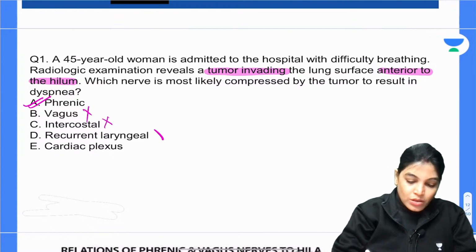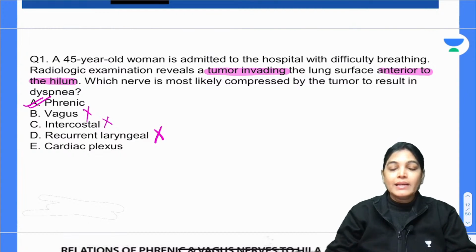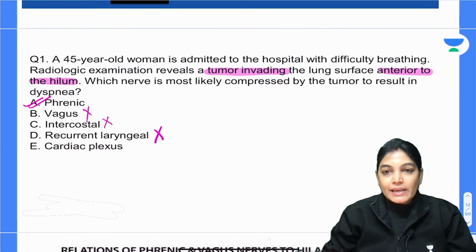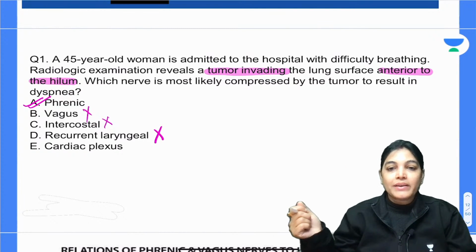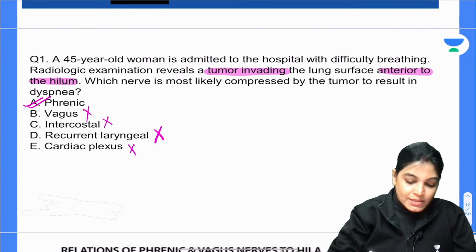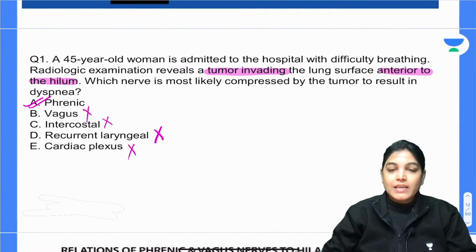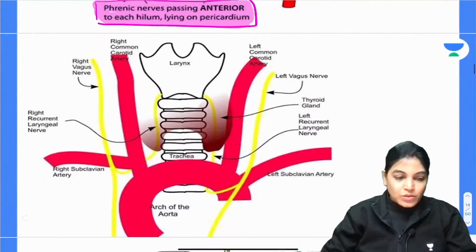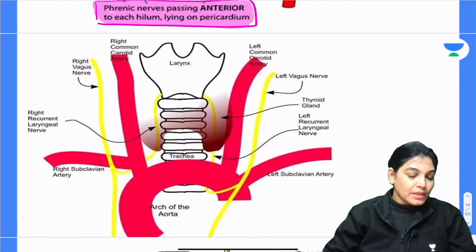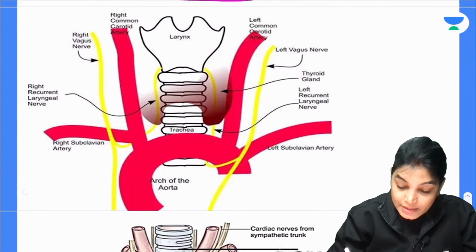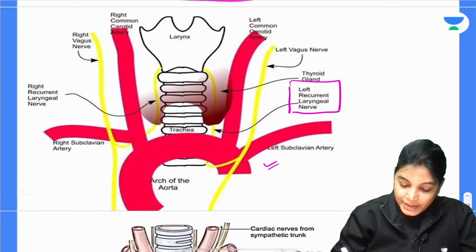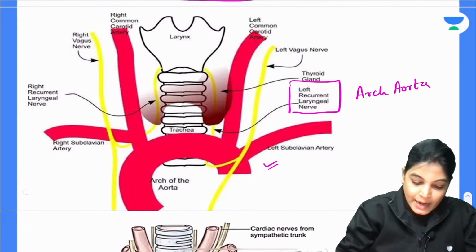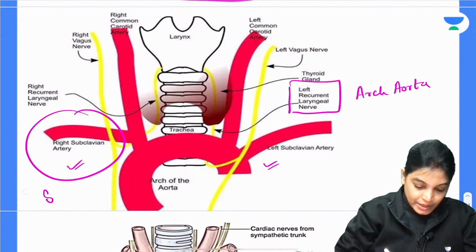Recurrent laryngeal nerve is also not the right answer because it's a branch of vagus nerve and it has a different course on the right and left hand side. The left recurrent laryngeal nerve is winding around the arch of aorta and the right is winding around the right subclavian artery. I will show you the diagram. Here you can see the left recurrent laryngeal nerve winding around the arch of aorta, and on the right hand side it is winding around the subclavian artery.